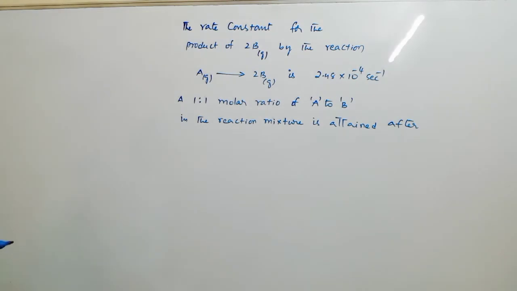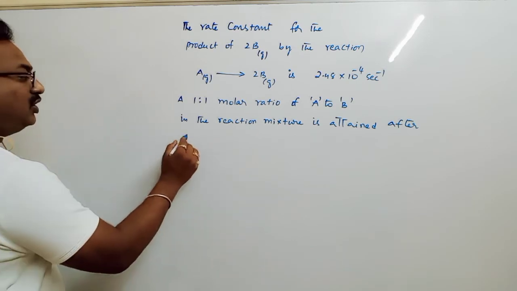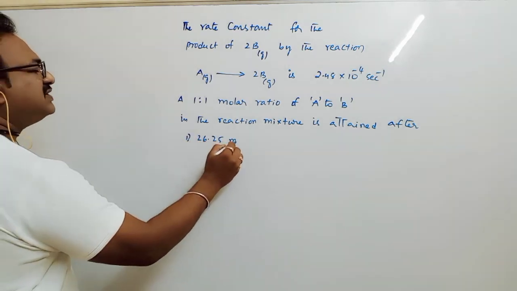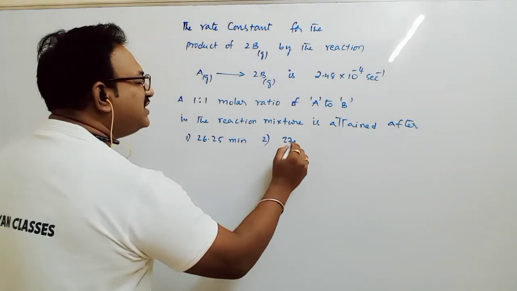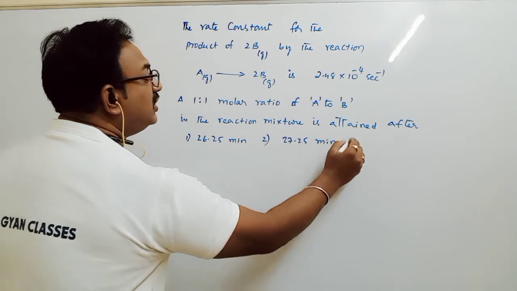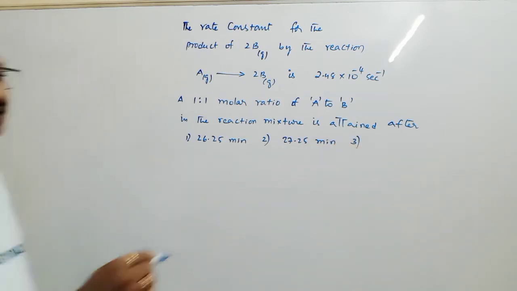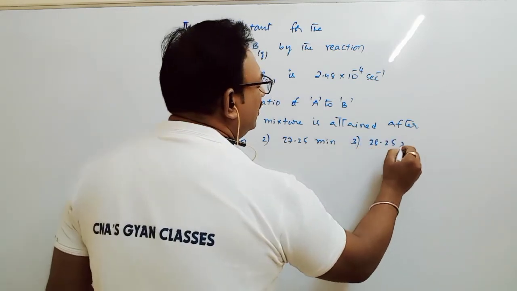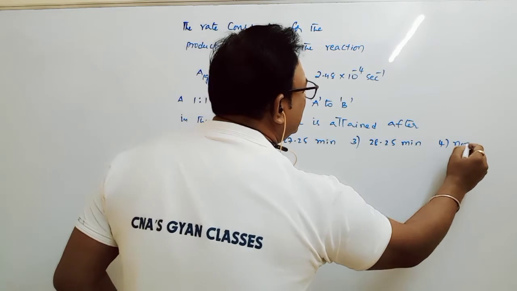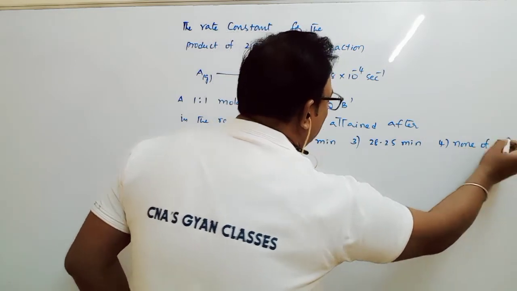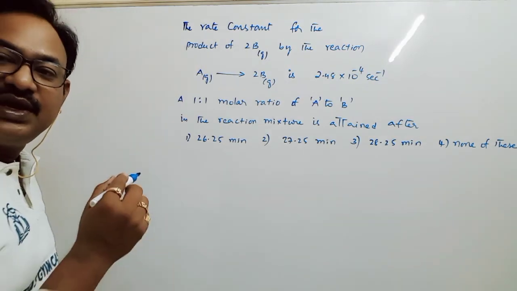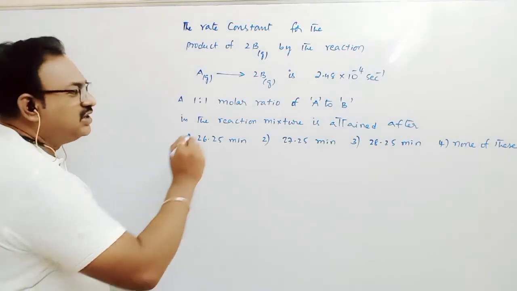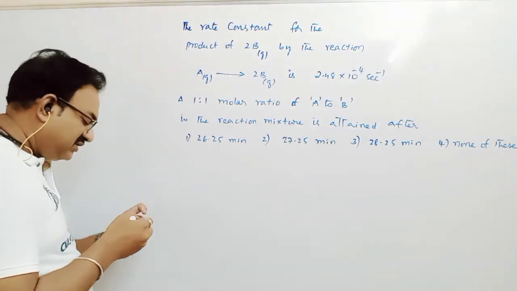I'll give the options also here. First option 26.25 minutes. Second option 27.25 minutes. The third option is 28.25 minutes. And the last one is none of these. See, the values are somehow very close to each other. That's why we have to do the question very accurately. So, let me go through the solution for this question.